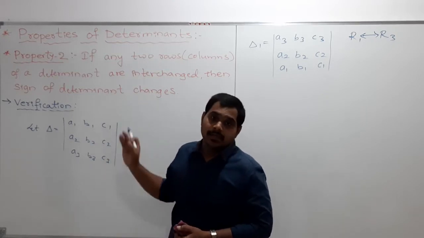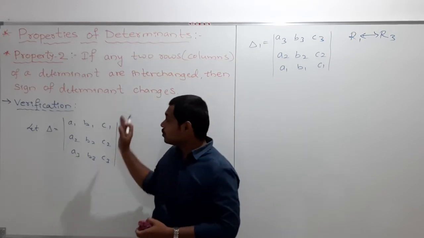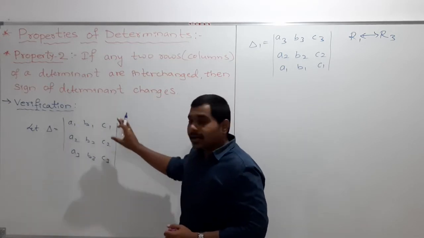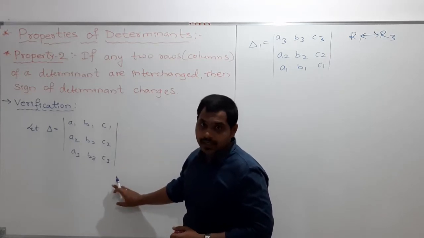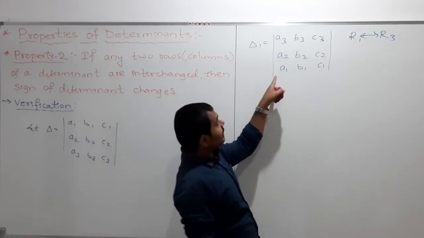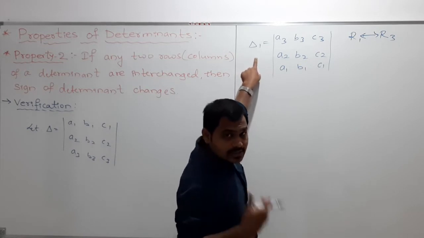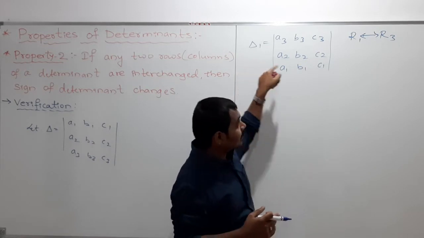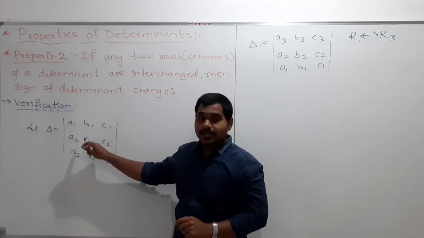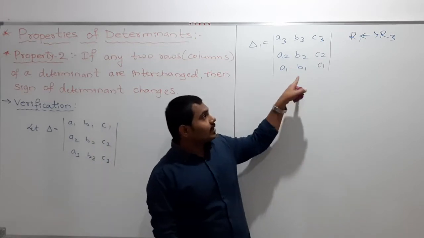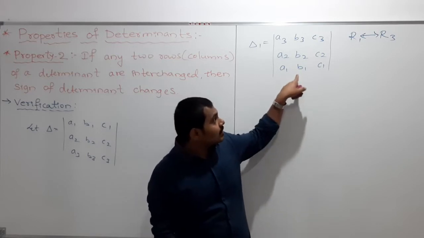Now that is the statement, and now I am going to prove it. To prove this, let us take one determinant. I simplify this. Clear? And then another determinant I am taking as delta 1. Delta 1 is nothing but what I get after interchanging the rows of this determinant, which I wrote here. Now I will simplify this one.